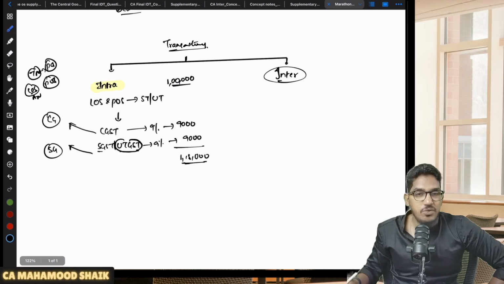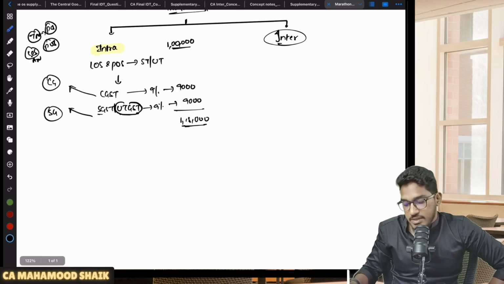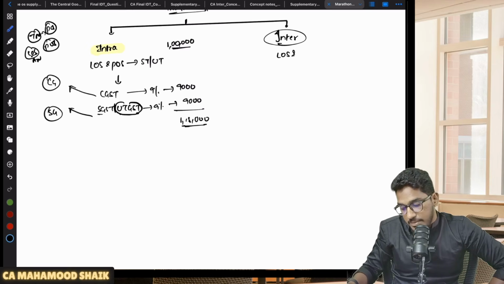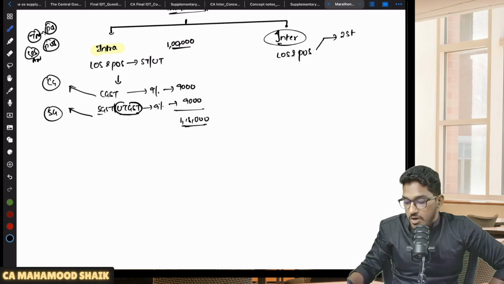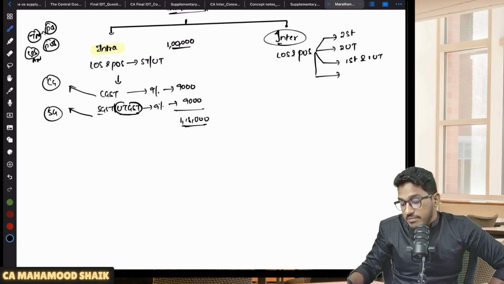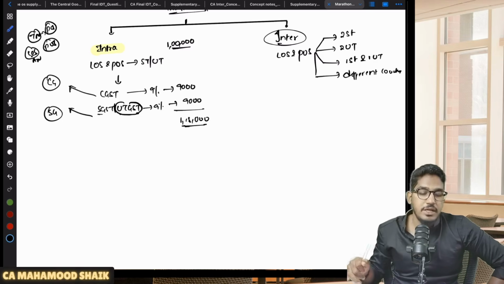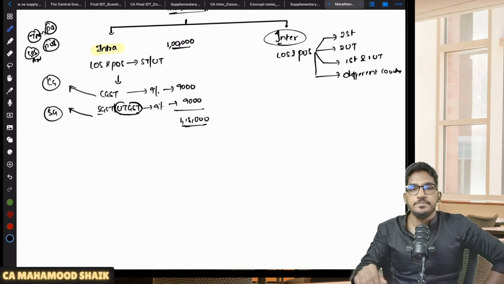Sir, now what about interstate supply? Sir, what is an interstate supply? If the location of the supplier and the place of supply are falling in two different states, or in two different union territories, or one in a state and one in a union territory, or if I go one more step ahead, even if they are falling between two different countries, then also I call it interstate supply only.